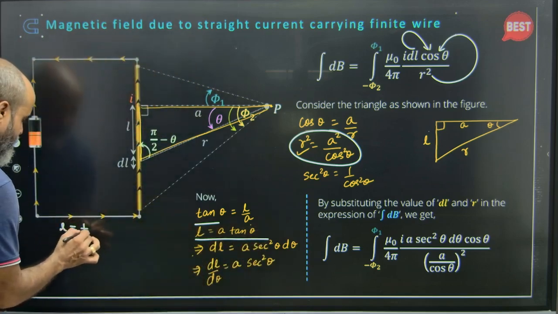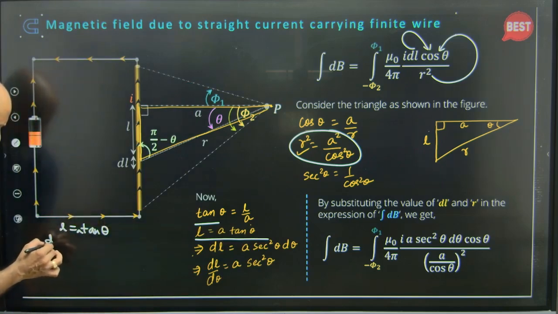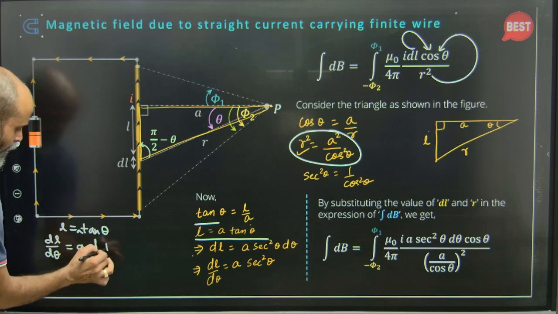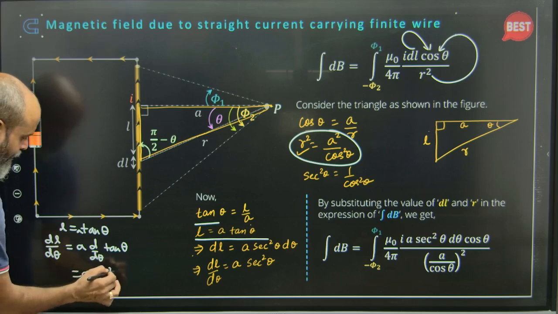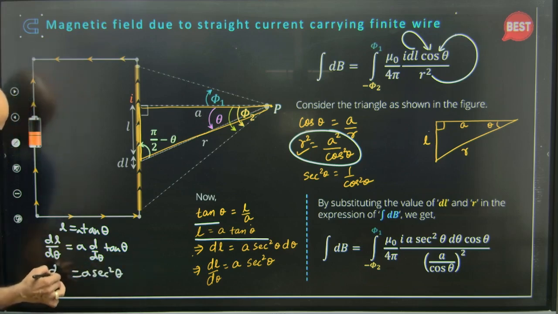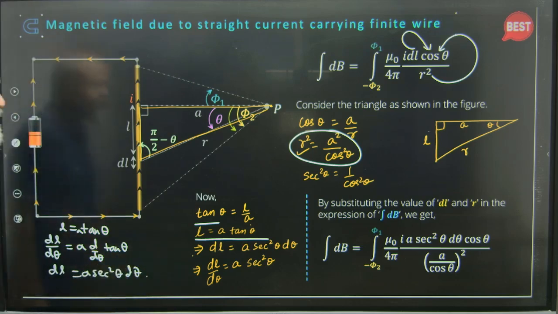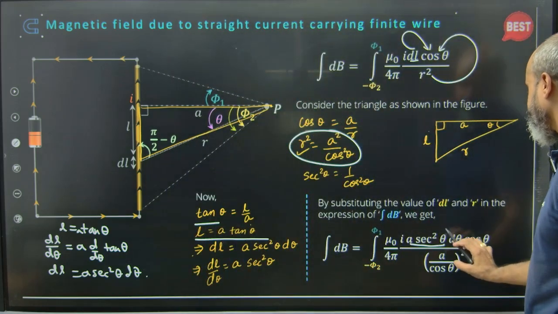L is equal to a tan theta. If I differentiate this with respect to theta, dl by d theta is equal to a d by d theta of tan theta. That gives you how much? a sec square theta. So dl can be written as a sec square theta d theta. So in place of dl, we write a sec square theta d theta.